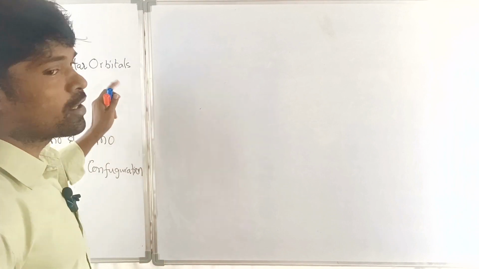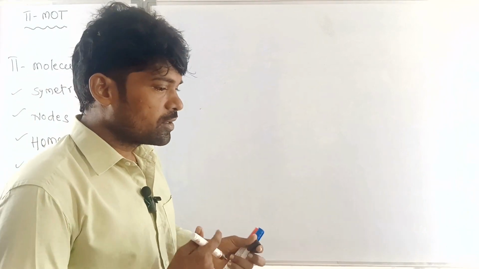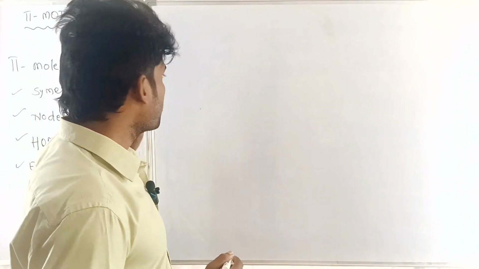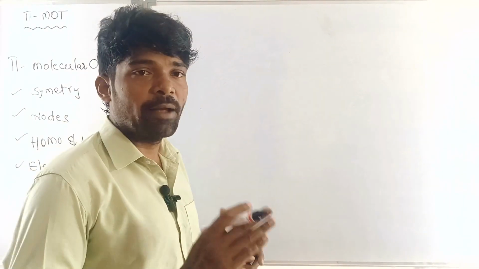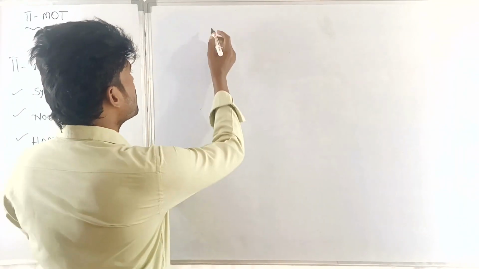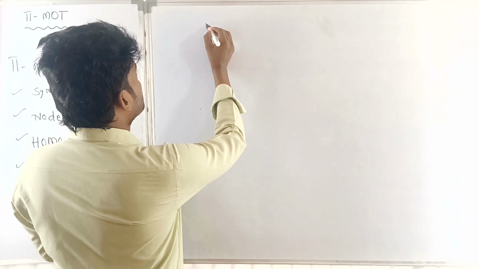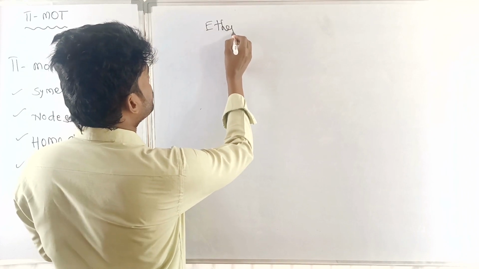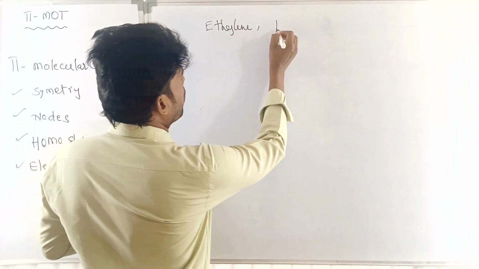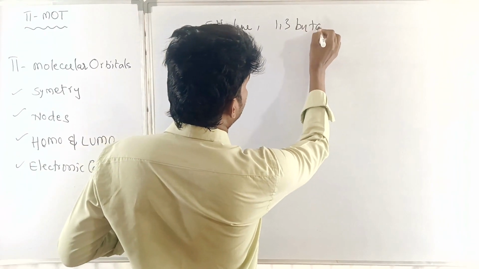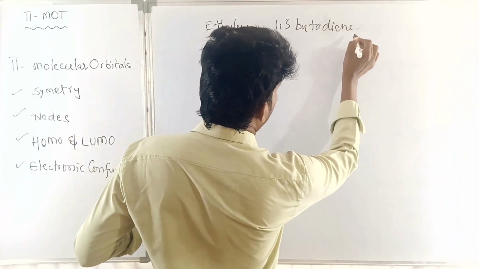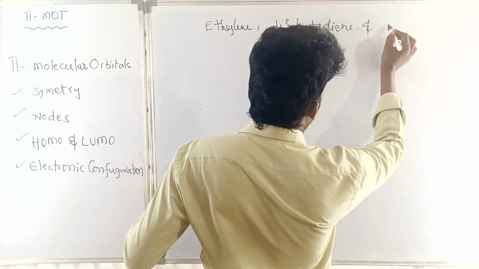So what are the pi-molecular orbitals? To explain all these points, I am taking three kinds of examples. That is ethylene, 1,3 butadiene, and benzene.